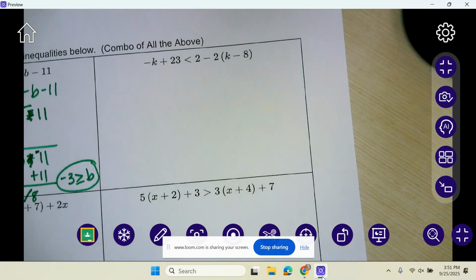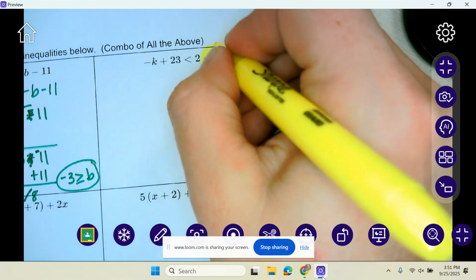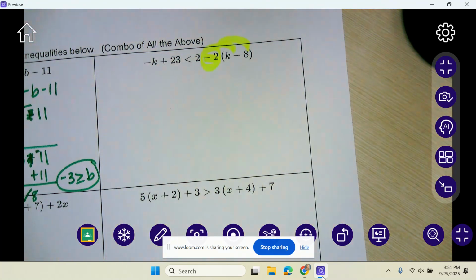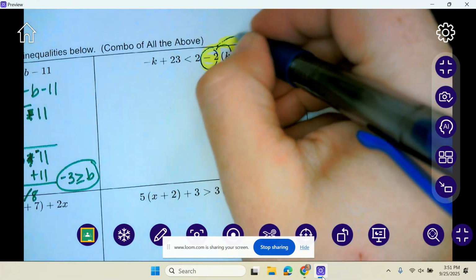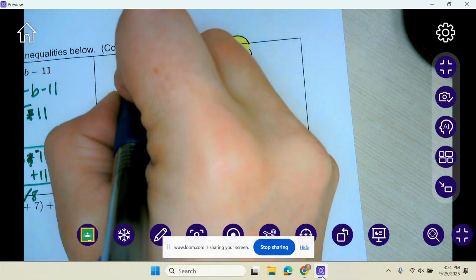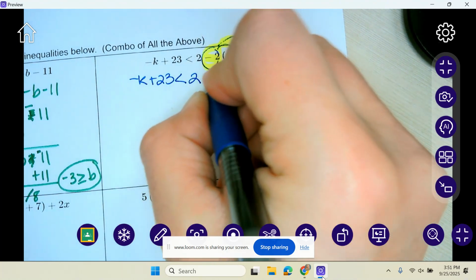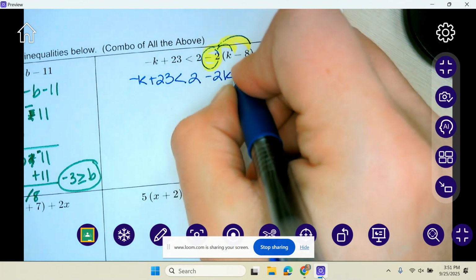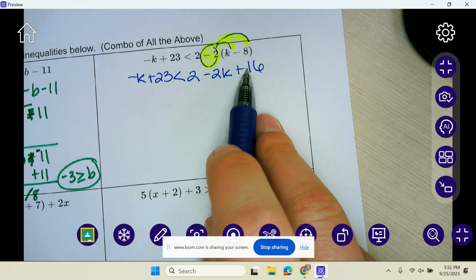Okay, so let's take a look over here. So we have -2, and that gets distributed. So -2 times k and -2 times b. So we have -k plus 23 is less than 2 minus 2k plus 16. Negative times the negative is a positive.